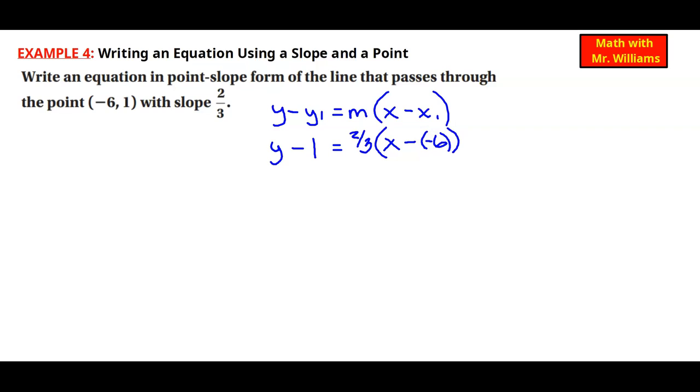Now we're going to simplify that out, because right where it says x minus a negative 6, we want to simplify that. We have y minus 1 stays, the 2/3 for the slope stays, but now this changes to x plus 6, to keep it in point-slope form.